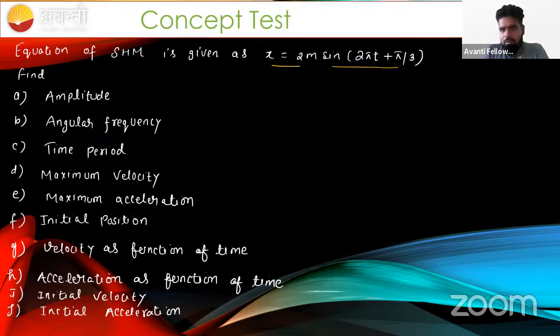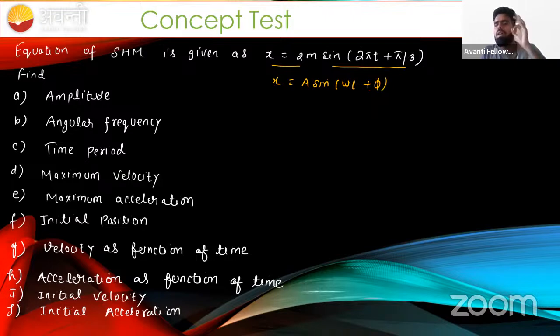the equation of SHM is given. Okay, whenever the equation of SHM is given, what is our first task? What is our first task? Just compare the given equation with your standard equation. What is our standard equation, sir? That x equal to a sin(omega t plus phi).